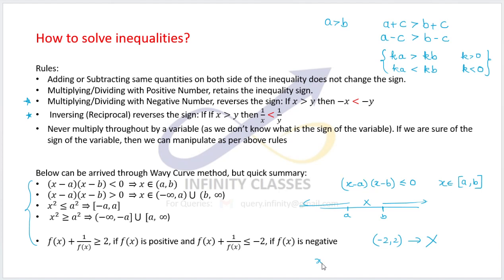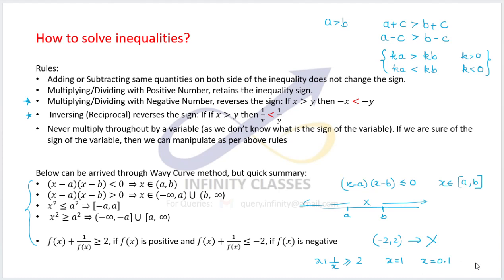So if you write x plus 1 by x, it will always come out to be greater than equal to 2. The equal to sign holds when both of them are equal to 1, so x equal to 1 holds the equal to sign. Otherwise, for any value of x, say you take x equals 0.1, then this will be 0.1 plus 1 by 0.1, which is 10 plus 0.1, 10.1, which is much greater than 2.